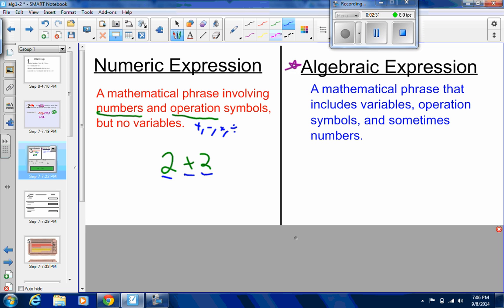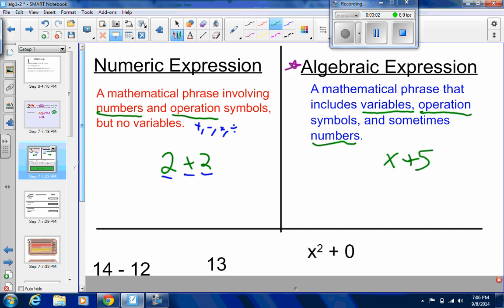On the other hand, an algebraic expression also has operations and it can have numbers, but in this phrase it must include variables, which is what we just talked about. So an example would be 5 added to x. And I apologize for that plus sign. You could say it 5 plus x, or I mean x plus 5, sorry. But it just has to have some sort of variable and operation.